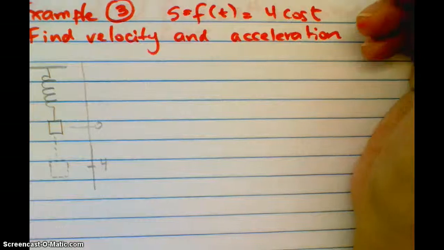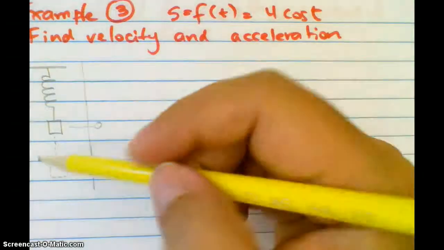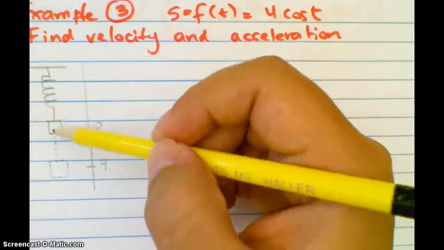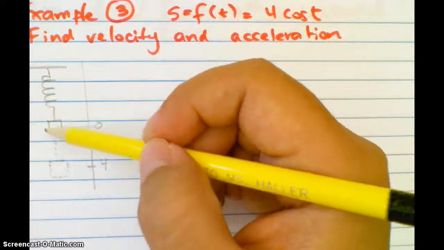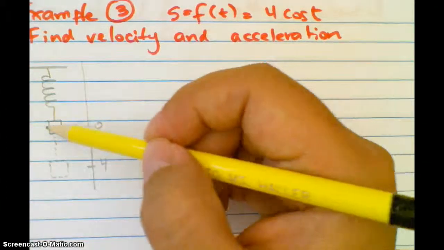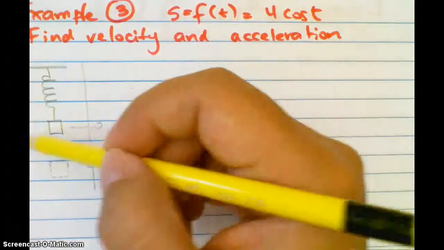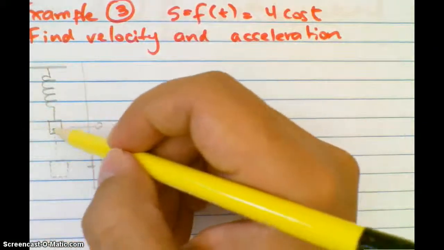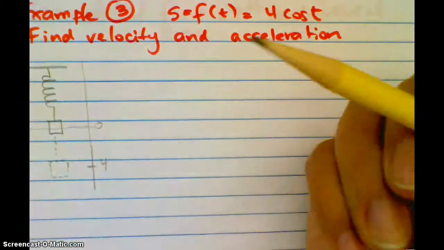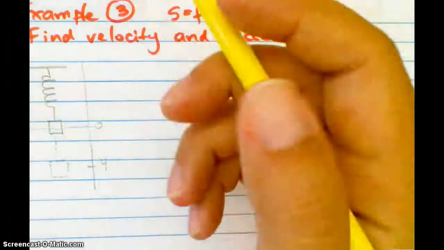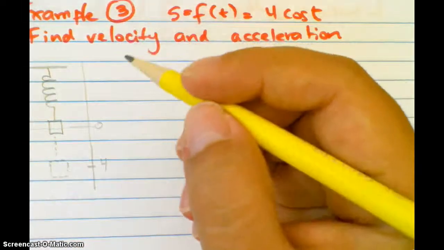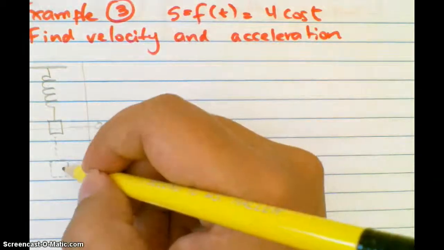Okay, for example 3, they are giving us a situation. We have an object, we have a spring, and then it's at rest at time equals 0. So at rest meaning let me determine this position to be 0. And then I'm going to pull this object down. I think it's 4 centimeters. And then I'm going to let it go.